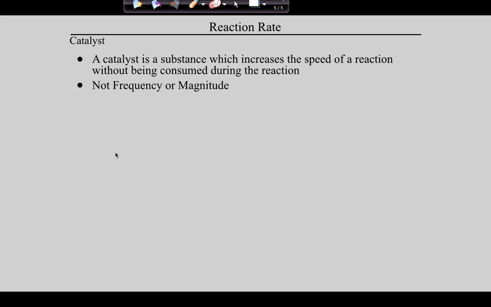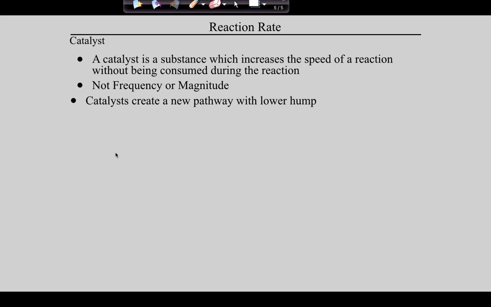As a result, this is not a function of frequency and it's not a function of magnitude. And now you're going, wait a minute. I thought you said that we have to change the frequency or change the magnitude to get a reaction to go. And now you're telling me catalysts don't change the frequency and they don't change the magnitude, but they make the reaction go faster. Yeah, that's exactly what I'm telling you. So guys, the question is this: how can a catalyst make the reaction faster if it doesn't make them hit harder and it doesn't make them hit more frequently? That's it. It lowers the hump.